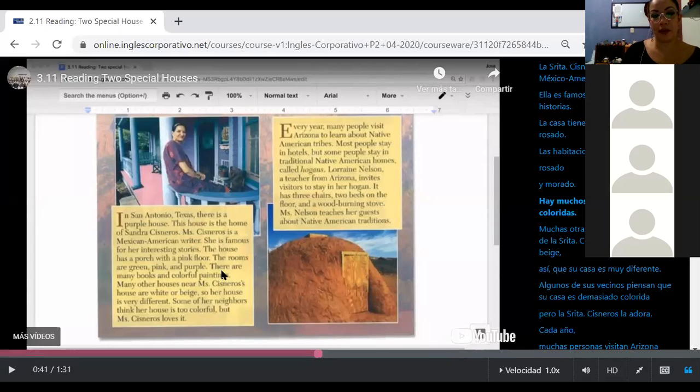Okay, for example, the word porch. It has a porch. What is porch? It has a porch with a pink floor.